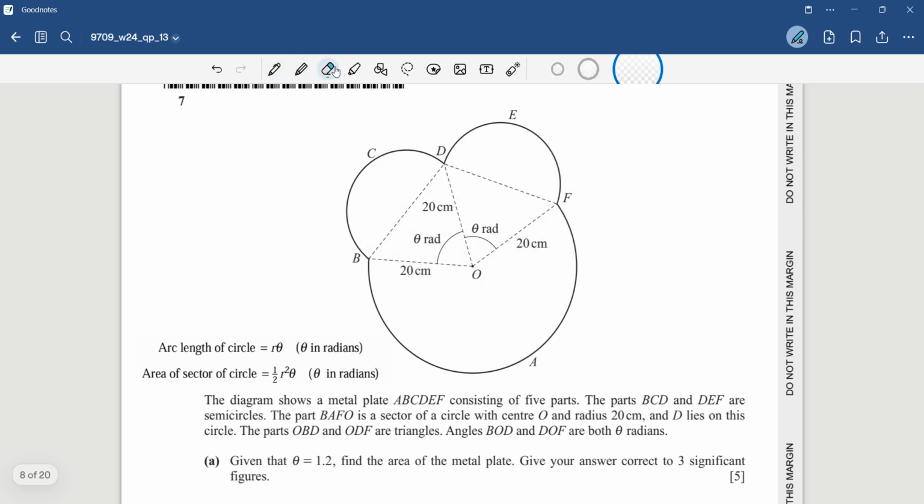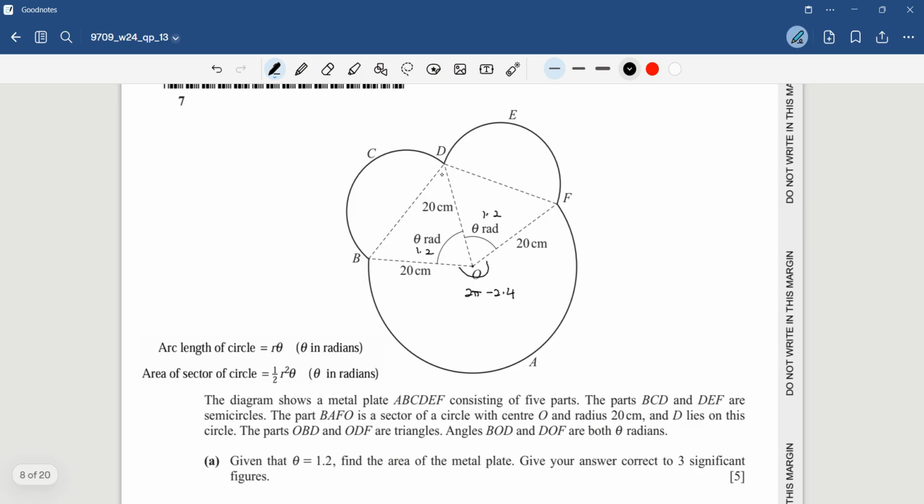So it's given that. Okay, so this is the radius. And D lies on the circle, and angle OB is theta radian. Given that theta equals 1.2, find the area of the metal plate. So in order to find the area of the metal plate, how can we do it? This will be 2 pi minus 2.4 because this is 1.2, 1.2. Okay, and then we find the area.